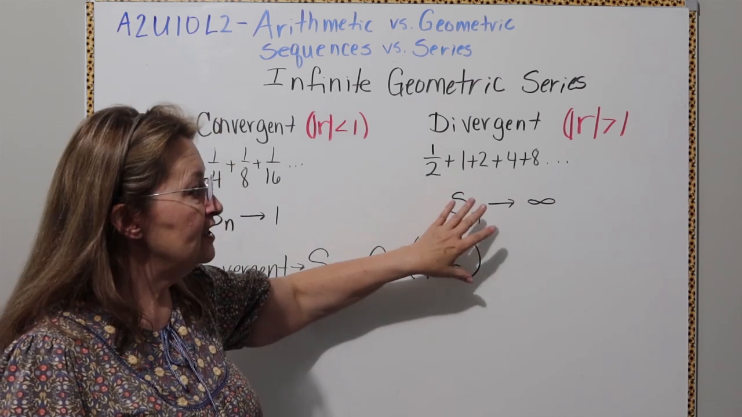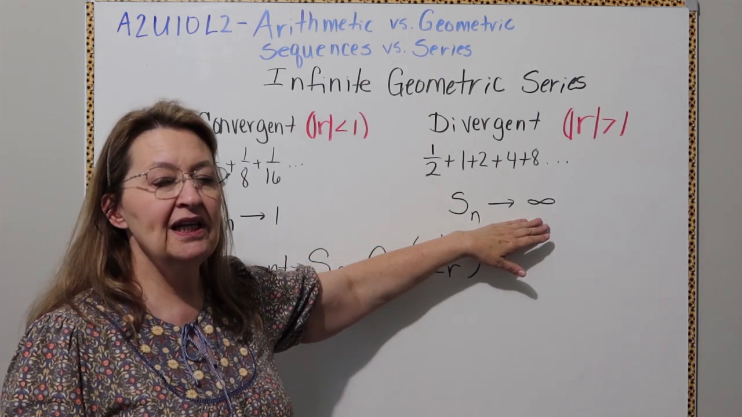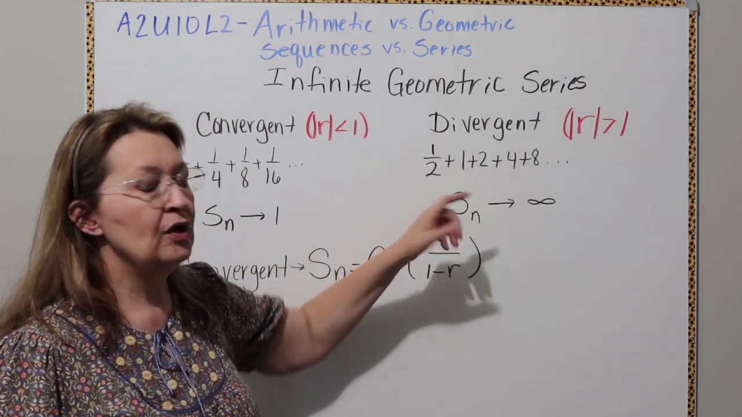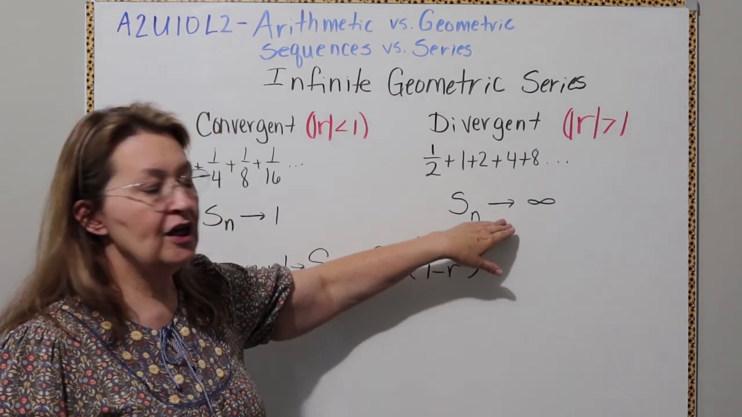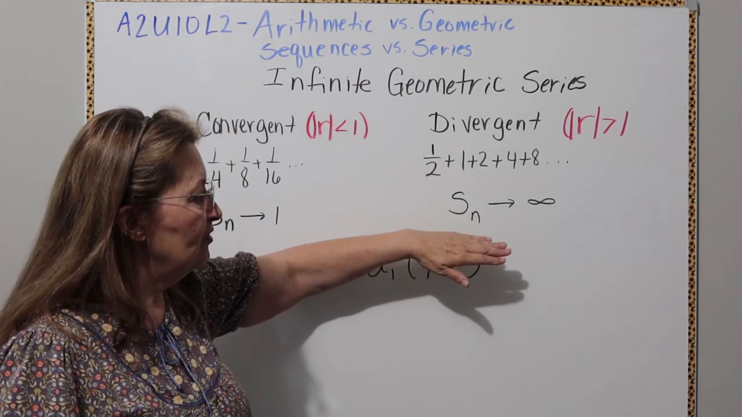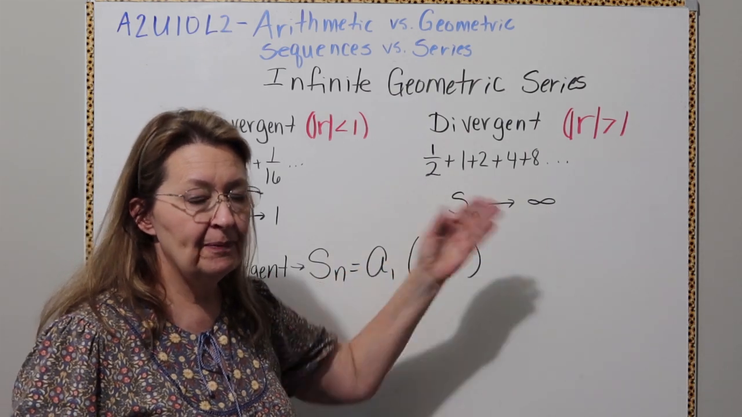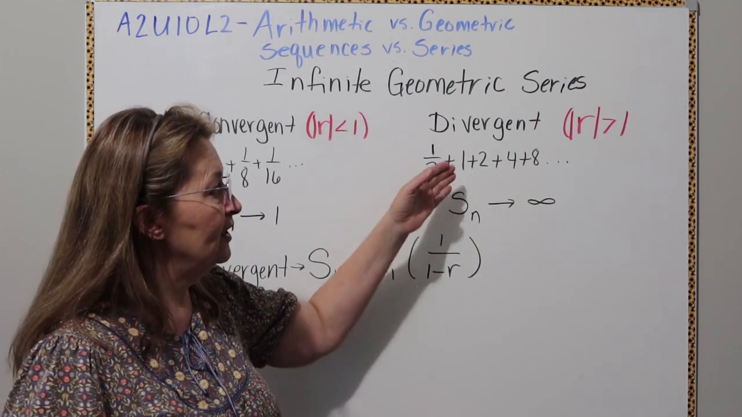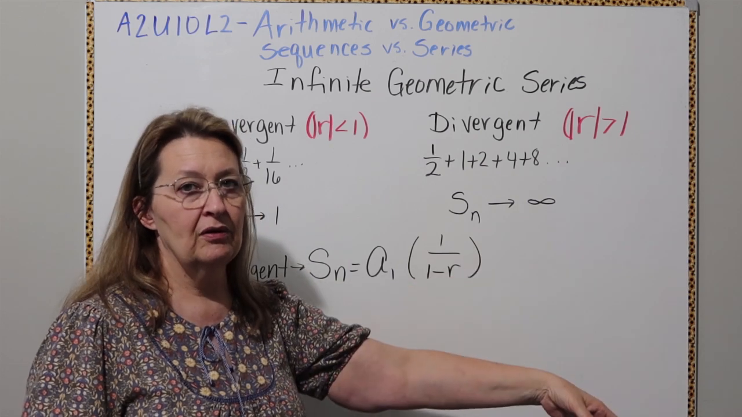If your series is divergent, then the sum of it is infinity. And it's not really infinity. You see this symbol here? We don't have S sub n equal to anything. We have the approaching symbol. So this says the sum of n approaches infinity. It's never going to get anywhere because the series doesn't end. So it just keeps on getting bigger and bigger and bigger.